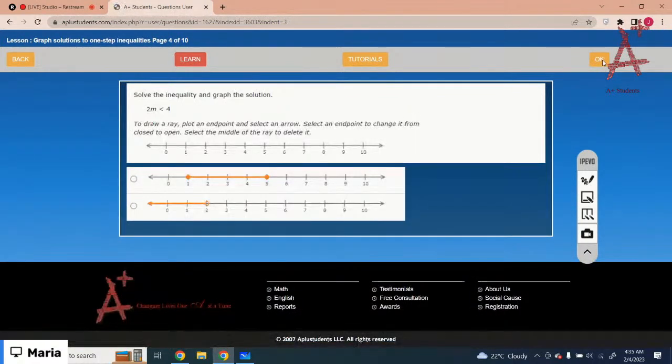Solve the inequality and graph the solution. So which option is the correct one? The solution, when you solve the inequality, is m is less than 2. Got it? That means 2 is not included. So 2 has an open circle, and the arrow of the graph is pointing to the left hand side because you have all the values that are less than 2. Got it?